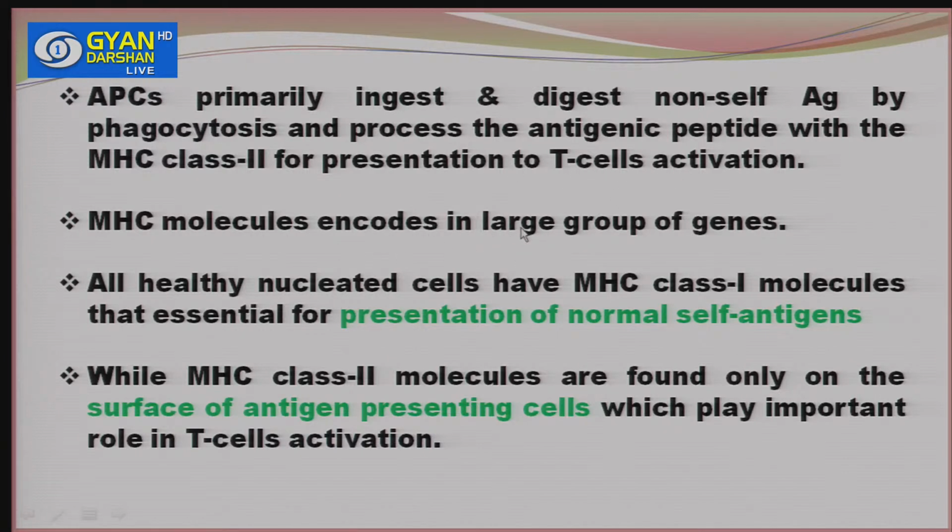MHC molecules encode a large group of genes. So the MHC molecules are able to code a large group of genes, and they will express it, and ultimately they will be recognized by the T cells. All healthy nucleated cells have MHC class first molecules, and that is essential for presentation of normal self antigens. MHC class second molecules are found only on the surface of antigen presenting cells, which play an important role in T cell activation.